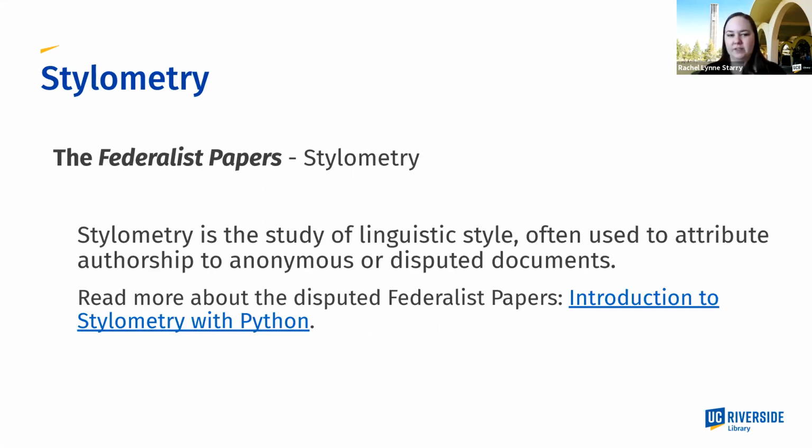So the Federalist Papers, and if you want to read more, I have a link here to, I believe it's a tutorial actually, Introduction to Stylometry with Python. The reason this is a classic example is that the Federalist Papers, written between October 1787 and May 1788, were written by 3 different people using one pen name, one pseudonym, Publius.